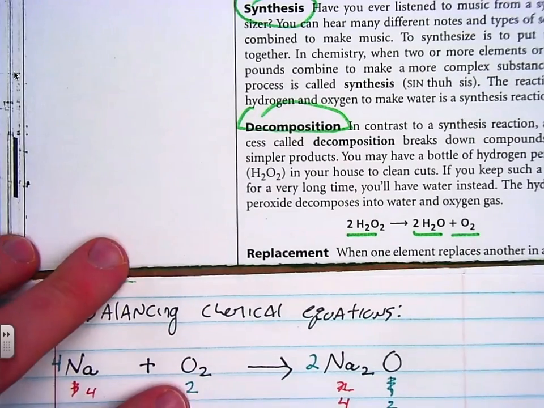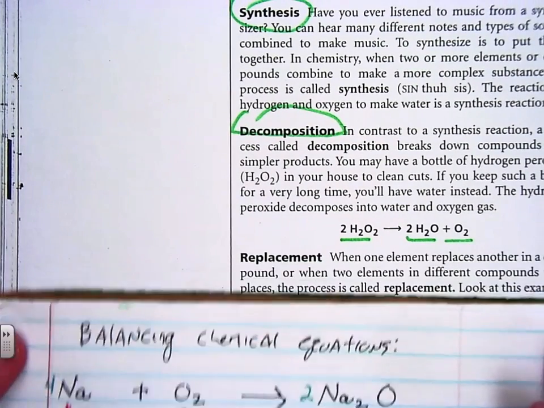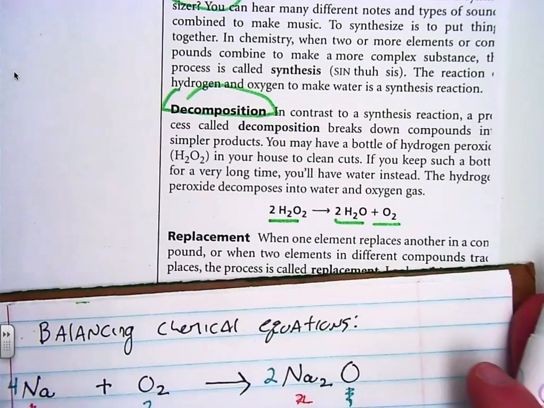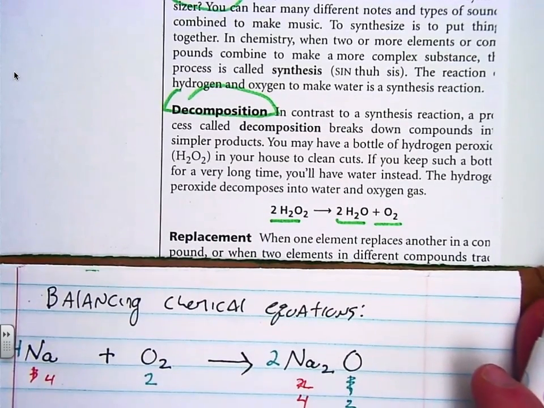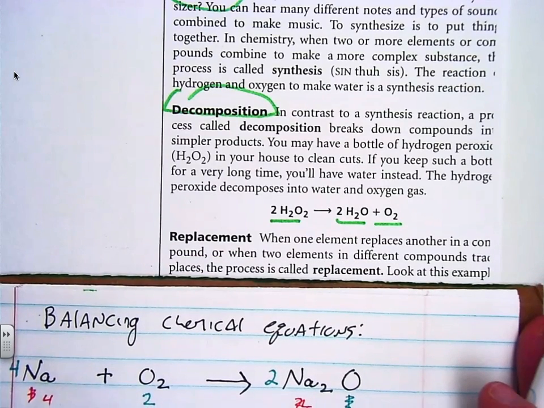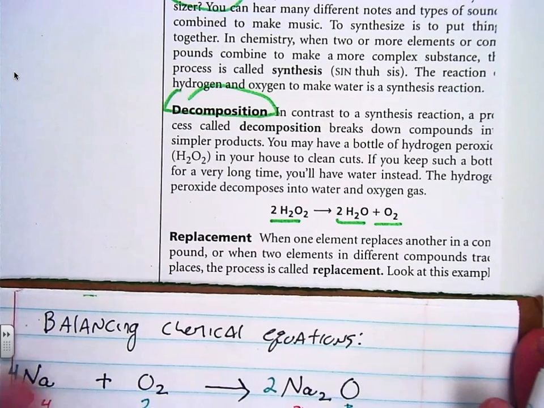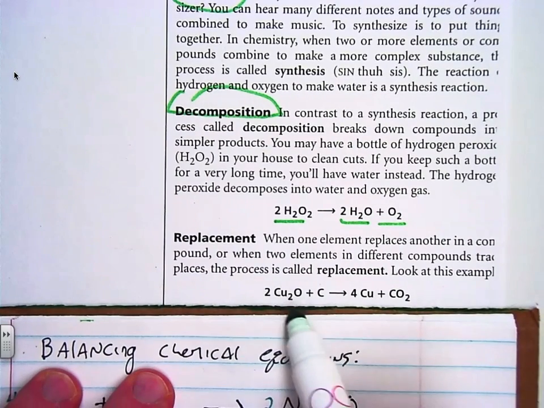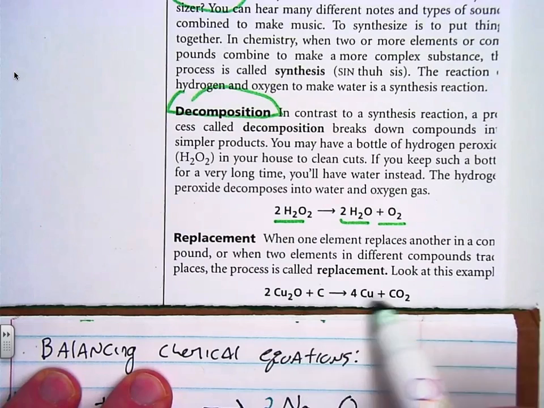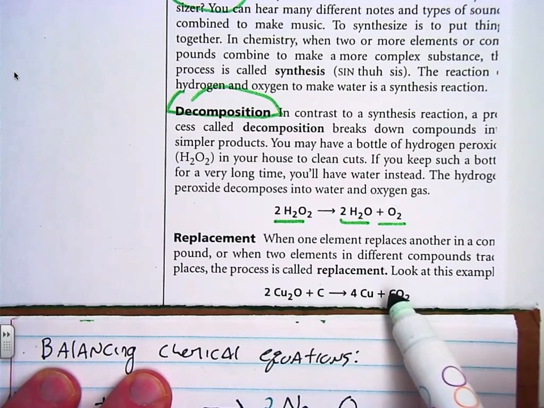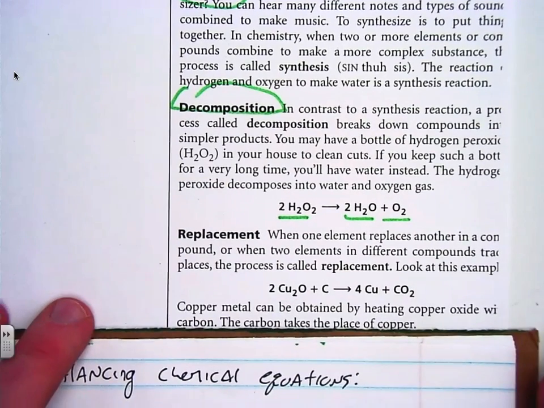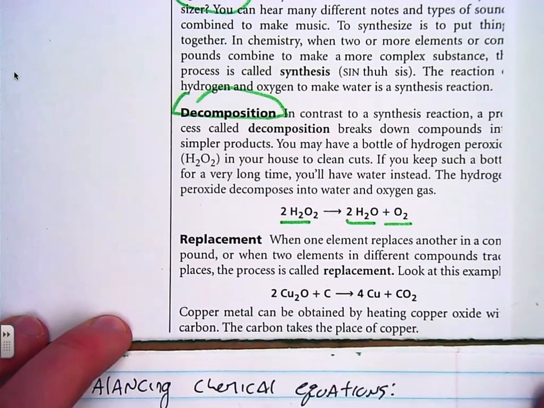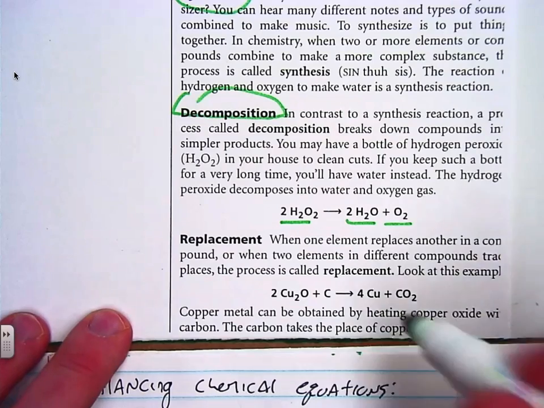When one element replaces another in a compound, or when two elements in different compounds trade places, the process is called replacement. Look at this example. So we've got 2 copper oxides plus carbon equals 4 copper elements and carbon dioxide. Copper metal can be obtained by heating copper oxide with carbon. The carbon takes the place of the copper.